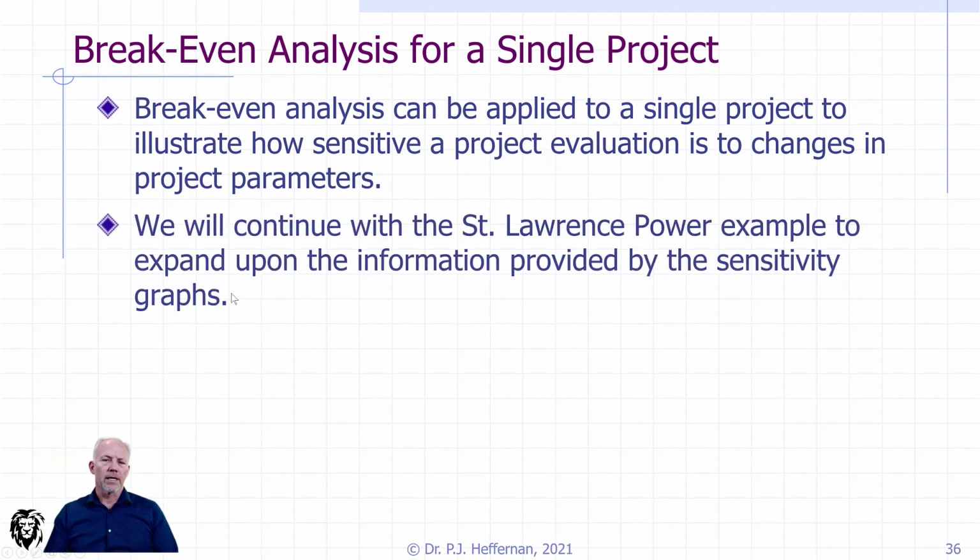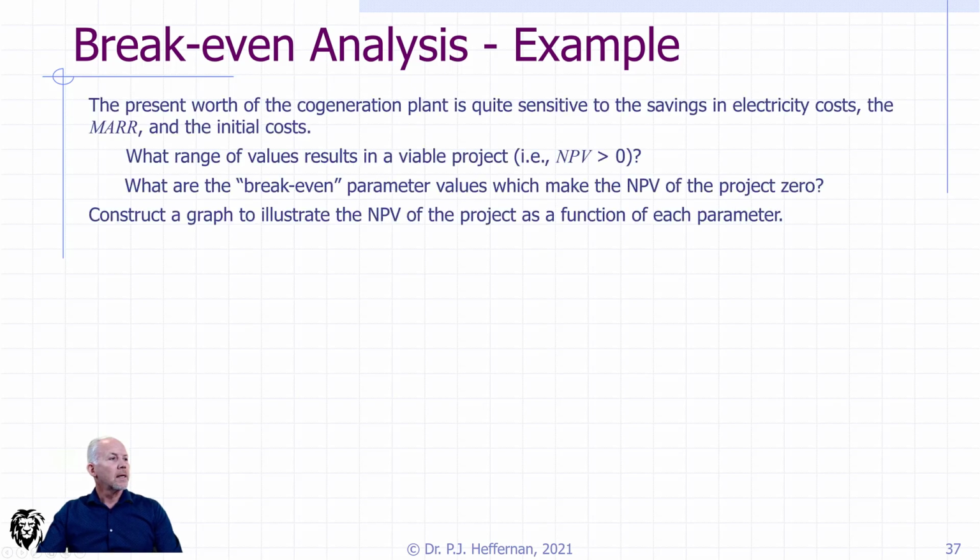So we're going to continue on and demonstrate this using our example from the sensitivity graphs. And we're going to look at the St. Lawrence Power example and expand upon some of the information provided by the sensitivity graphs. So the present worth of the cogeneration plant that they're considering is quite sensitive to the savings in electricity costs and the minimum annual rate of return and the initial cost. So some of the questions that could be posed: what range of values results in a viable project, i.e. where the net present value is greater than zero? Or what are the break-even parameter values which make the net present value of the project zero?